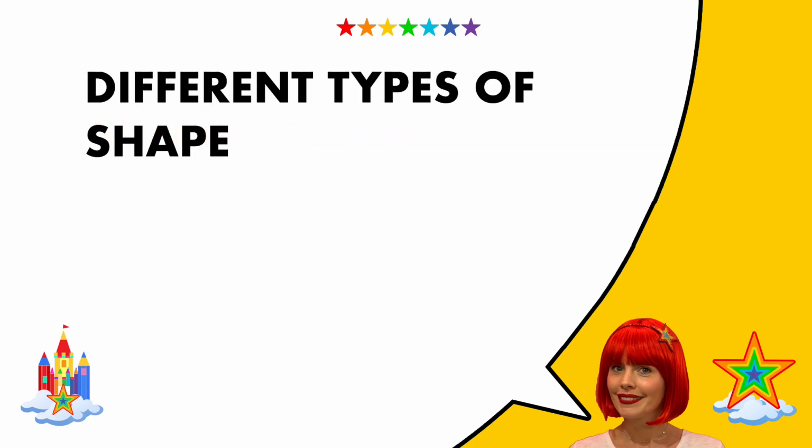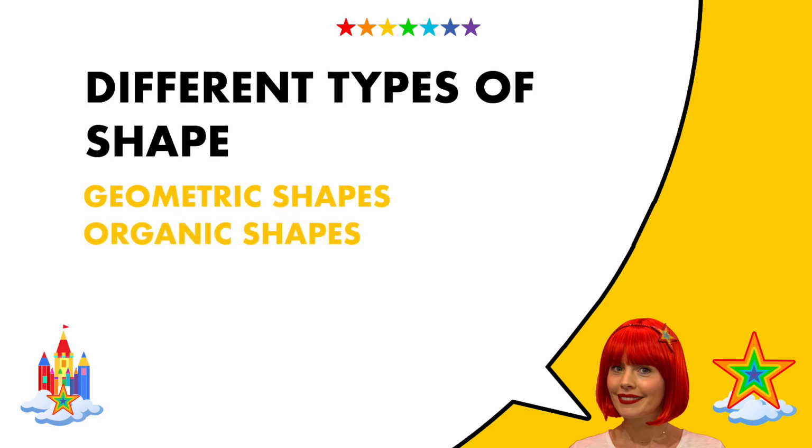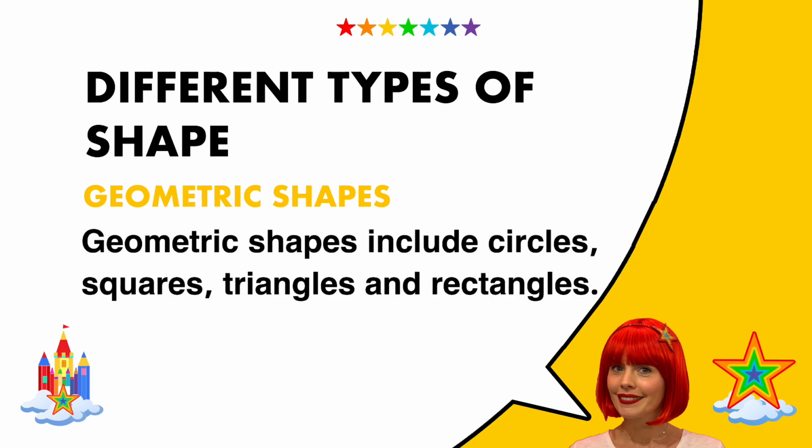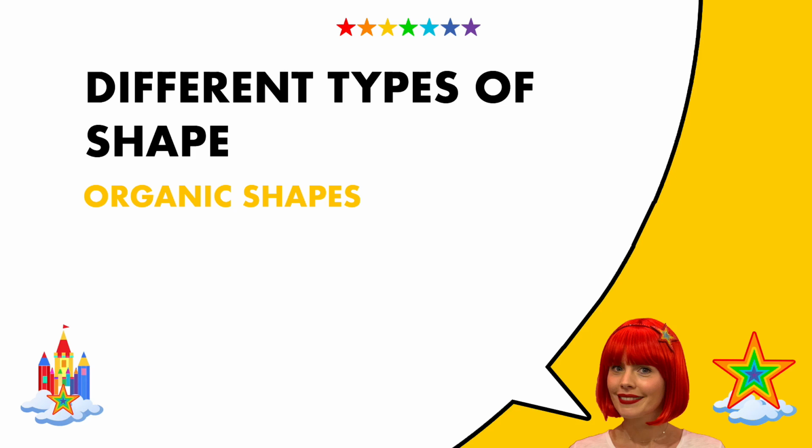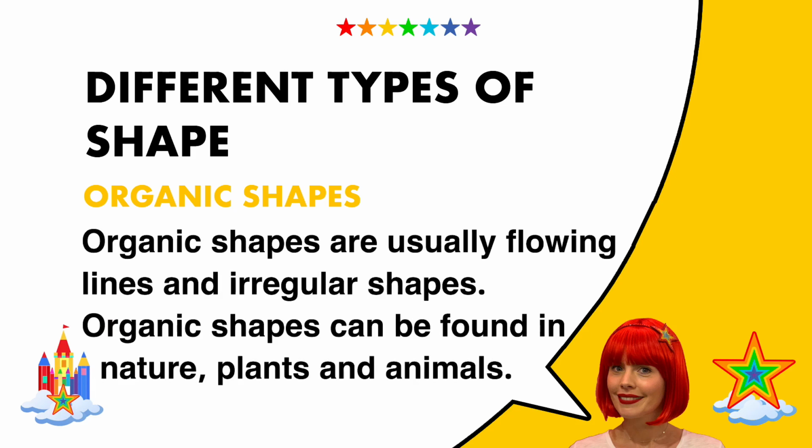There are different types of shape: geometric shapes, organic shapes. Geometric shapes include circles, squares, triangles, and rectangles. Organic shapes are usually flowing lines and irregular shapes. Organic shapes can be found in nature, plants, and animals.